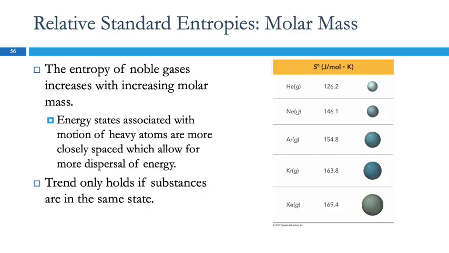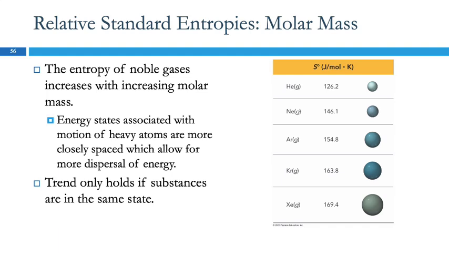Molar mass affects the amount of entropy. If we look at the noble gases, we learned that going down the periodic table, things increase in size. So here we have illustrations of the size of those atoms. And we also know that the molar mass increases, right? If we look at the molar entropy, standard molar entropy, we see that that also increases.